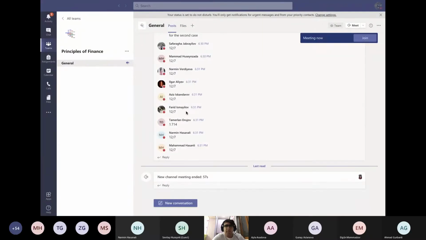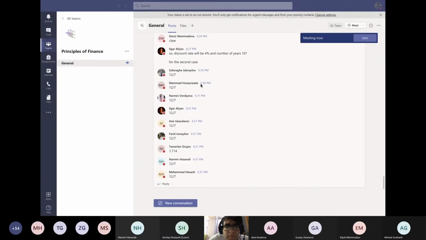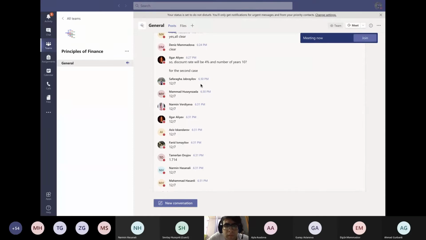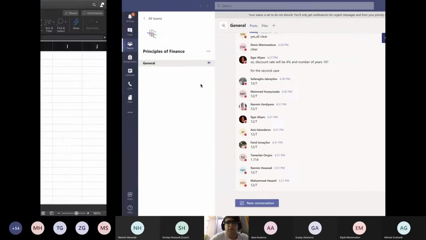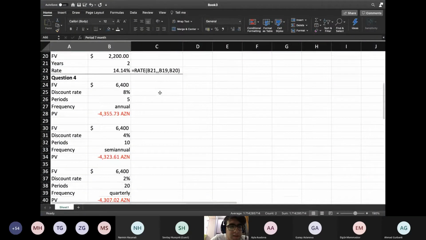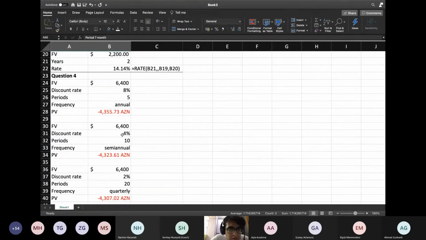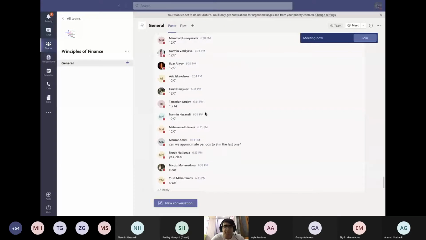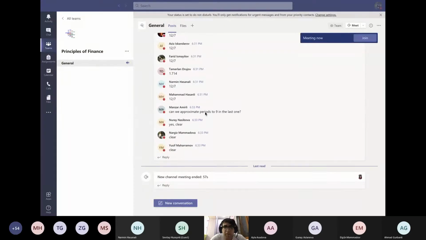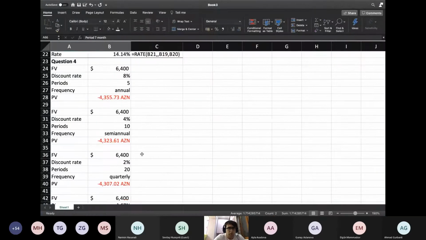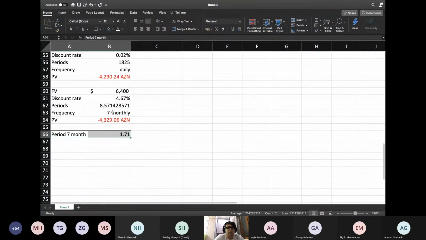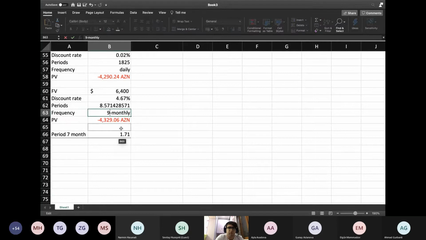Any questions up to now? So the discount rate will be 4% and number of years 10. For the second case, let me see the second case. Yes, you are right. 4% and 10 periods. Can we approximate periods to 9 in the last one? Yes. If you want, we can write it 9.